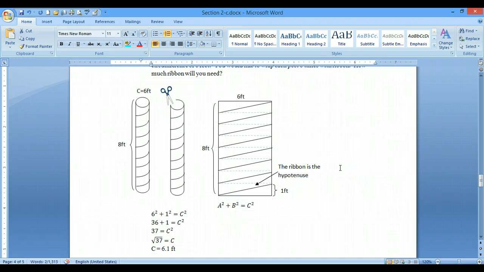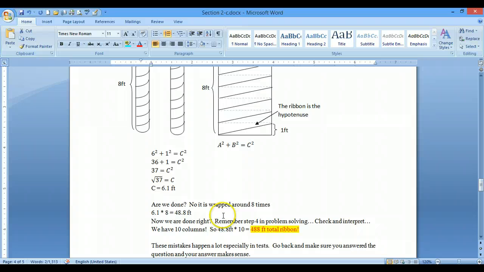So I'm going to need to multiply that by 8 per pillar times 10 pillars, which gives me 6.1 times 8 gives me 48.8 feet for one pillar. Now I need to multiply it by 10 different columns. So 48.8 feet times 10 gives me 488 feet of total ribbon needed to decorate all 10 pillars.